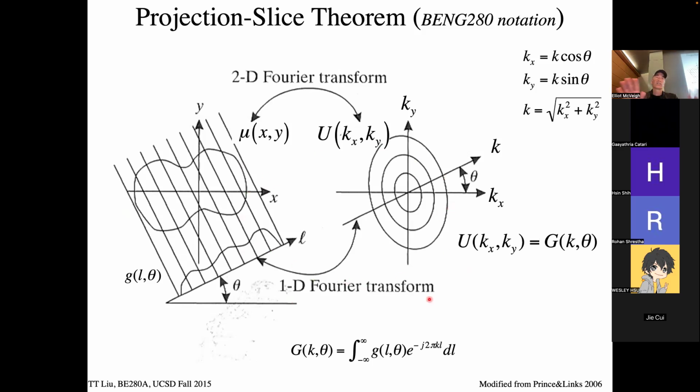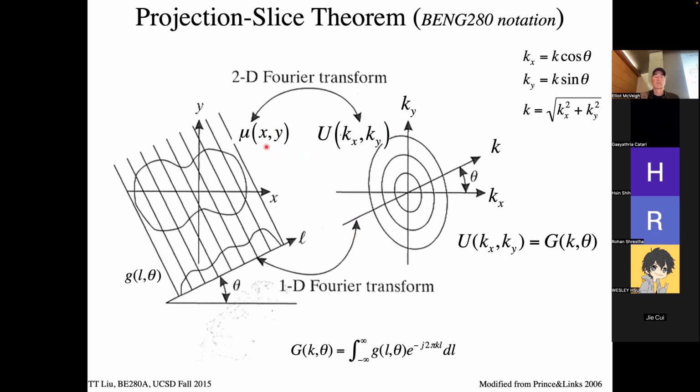All we've done is change some letters here, just change some labels. Our object is mu, the linear attenuation coefficients in the object, as a function of position. That's our continuous object. g(L, theta) is this projection. L is the same, theta is the same.